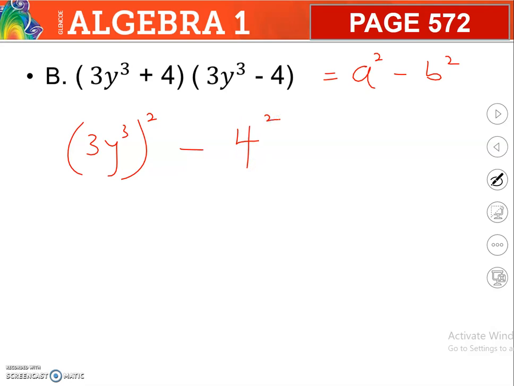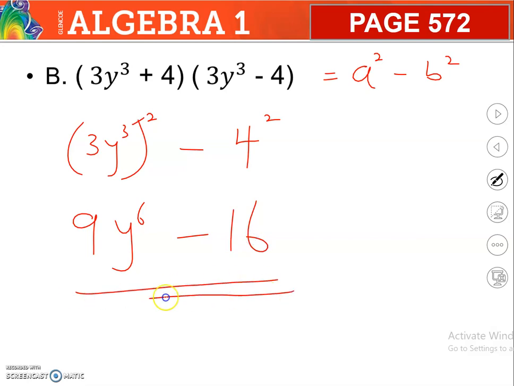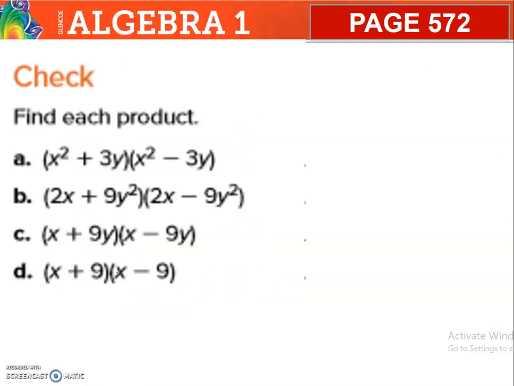How do we solve this? Our answer becomes 3 times 3, we have 9, and power of power, we multiply 3 times 2, which is 6, minus 4 times 4, which is 16, and that is our final. So we can continue to do the check question on our own.